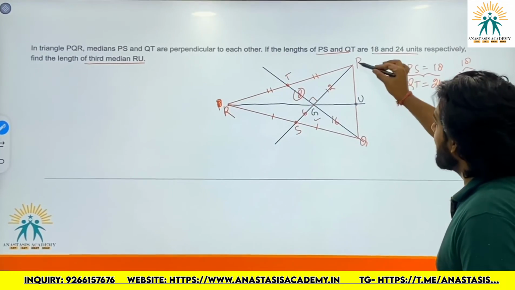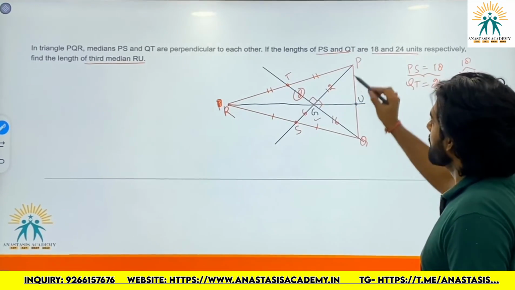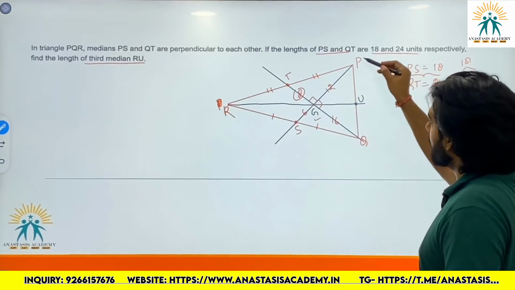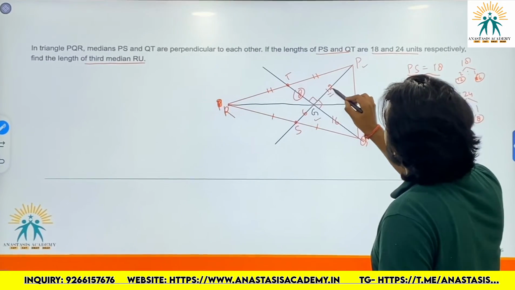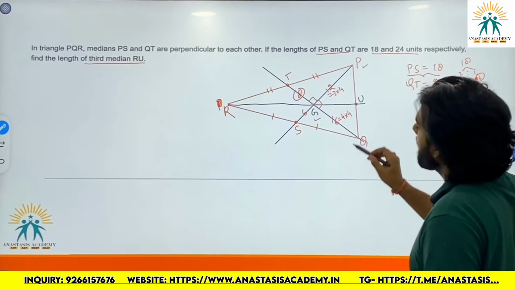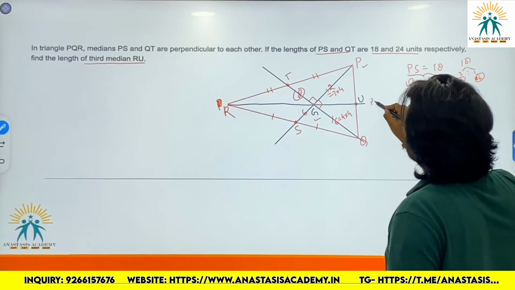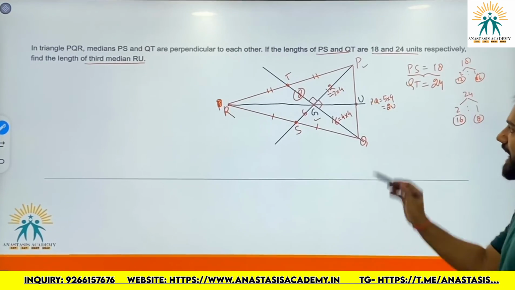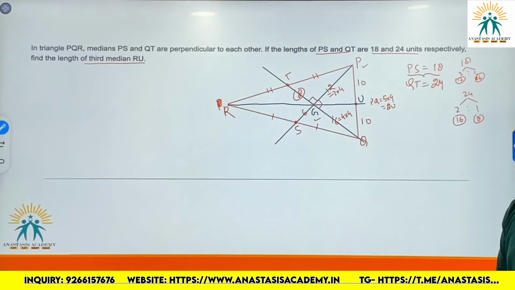Now I can find the length of this side. Why? This is 90 degrees. So triangle PGQ is a right angle triangle. By using the Pythagoras theorem, I can find the value of PQ. Also, this is 12, so I can write it as 3 into 4. This is 16, so I can write it as 4 into 4. This is nothing but the 3, 4, 5 triplet. So I can say PQ would be equal to 5 into 4, which is 20 units long. And U is the midpoint, so PU would be 10 and UQ would be 10.